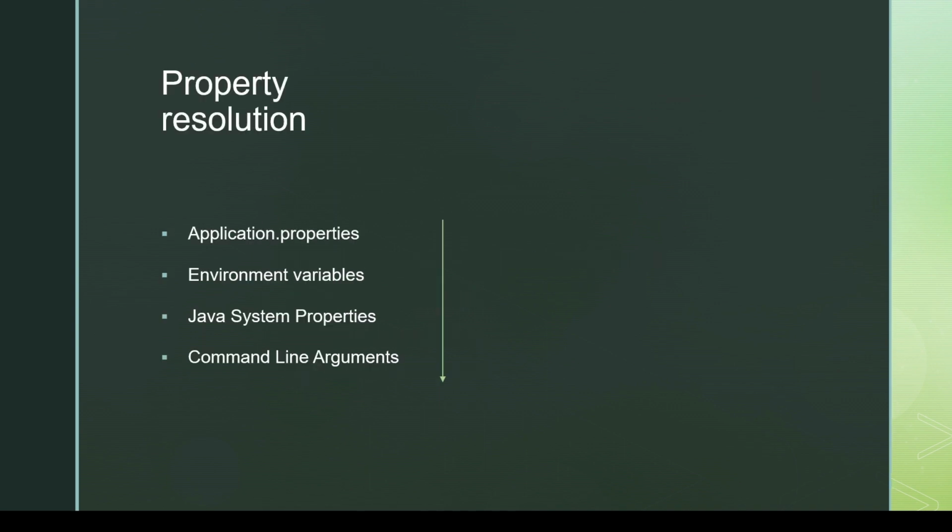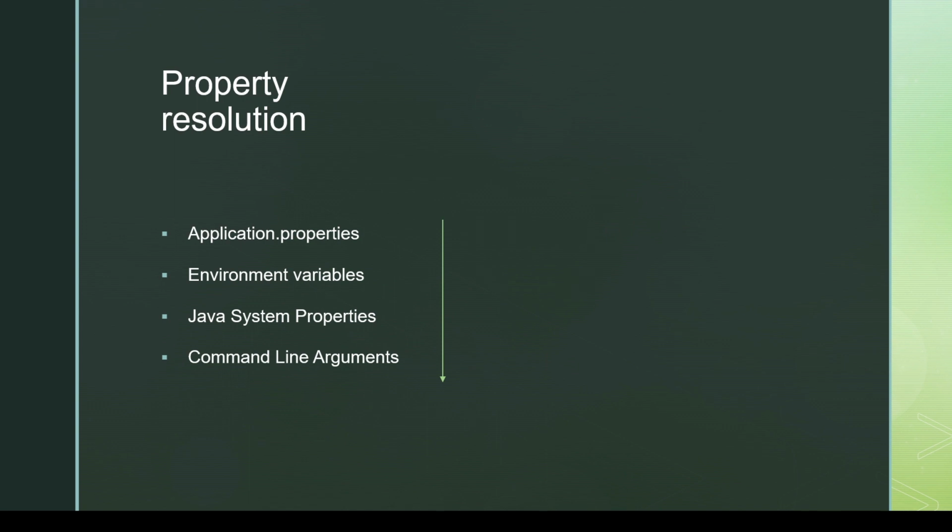All right. The next thing that we need to understand is property resolution. So let's say there are various places where we can define the properties. The application.properties file is one place where we write the properties. Then we can define some properties as environment variables, operating system environment variables. We can also define properties using the System class, which is called Java system properties. So we can set the properties using System.setProperty. Similarly, we can use the command line arguments to pass some values.